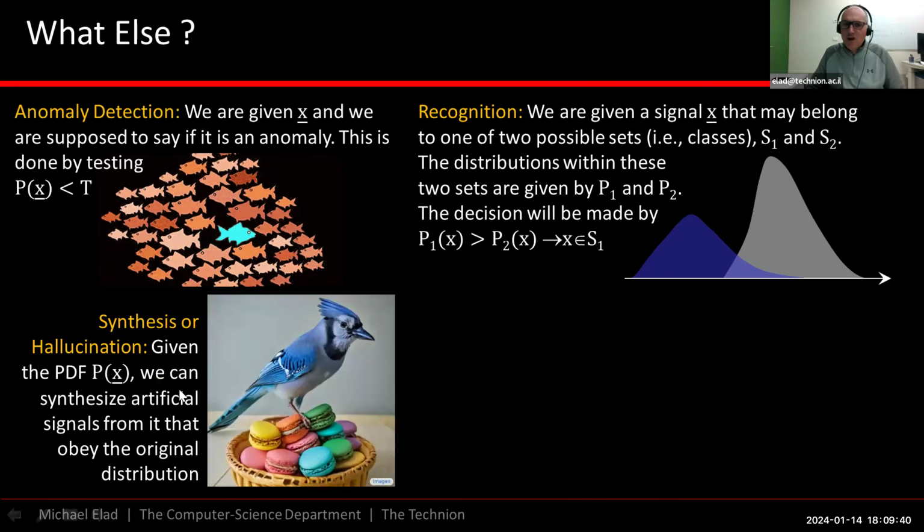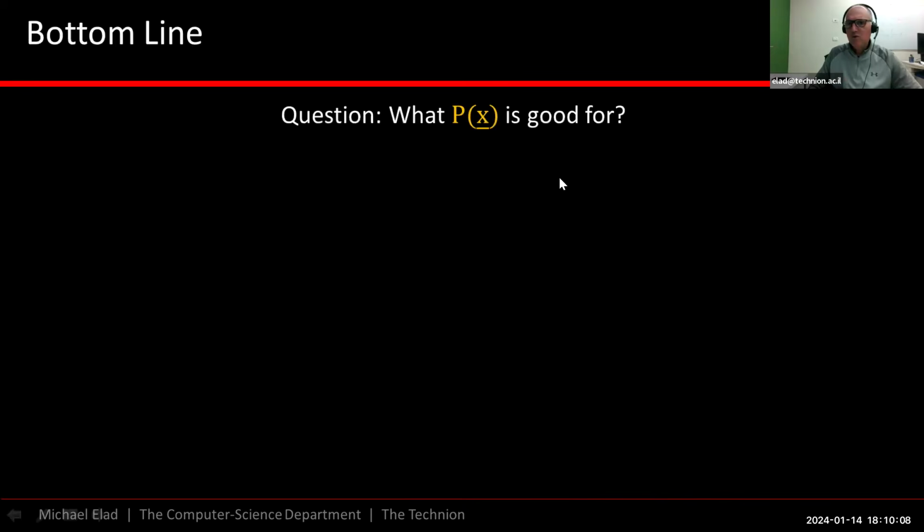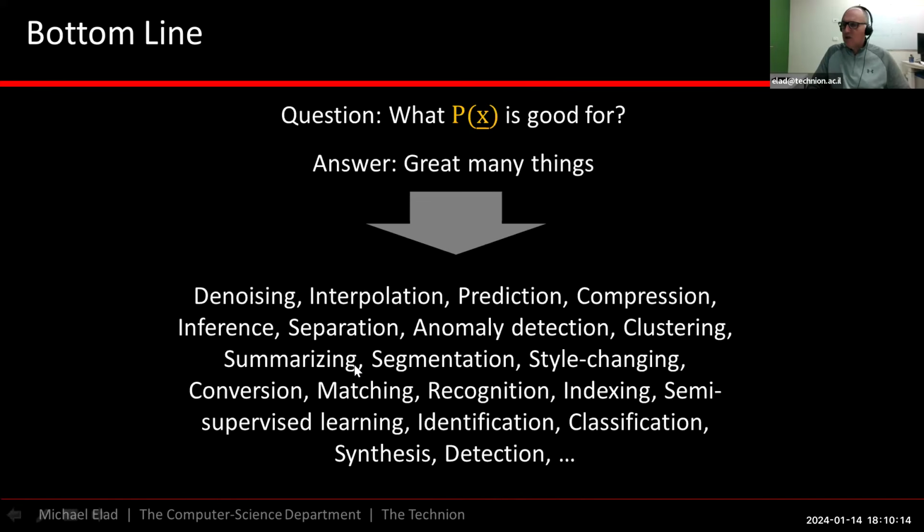You can synthesize. If you have P of X, you can sample from it. We will talk a lot about it next week. Sample from it using GANs, using variational autoencoders, using normalizing flow, or using diffusion. You can sample an image that looks like this. We have seen it before. You can actually twist this image to have all sorts of styles, and it's all about P of X and whatever it goes through as you change the style. So you can do amazing things. So we asked, what can you do with P of X? And the answer is many, many things. Almost everything that we do in machine learning, in signal processing, in image processing, relies on knowledge of P of X, either directly or indirectly.